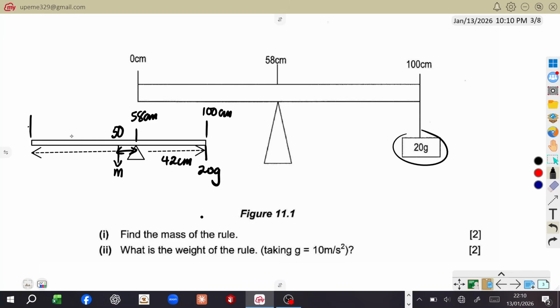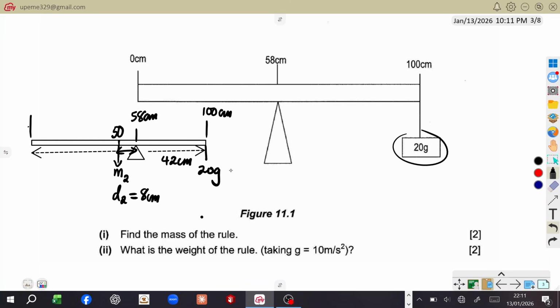We'll say if from here to here it's 50, then from there to there it's 58. What about from this to this? So 58 minus 50, which is just 8. So that distance is 8. Meaning that on this side we have M2, and then we have D2, which is 8 centimeters as we have seen.